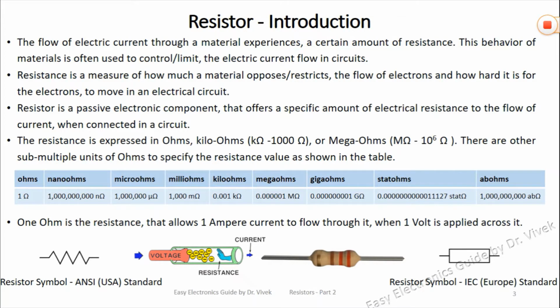The basic unit of resistance is ohms, which is named after the great scientist George Simon Ohm. But bigger values of resistance are specified with kilo ohms or mega ohms. The two standard symbols of resistors are shown here. The first is the ANSI standard and the second is the IEC standard.